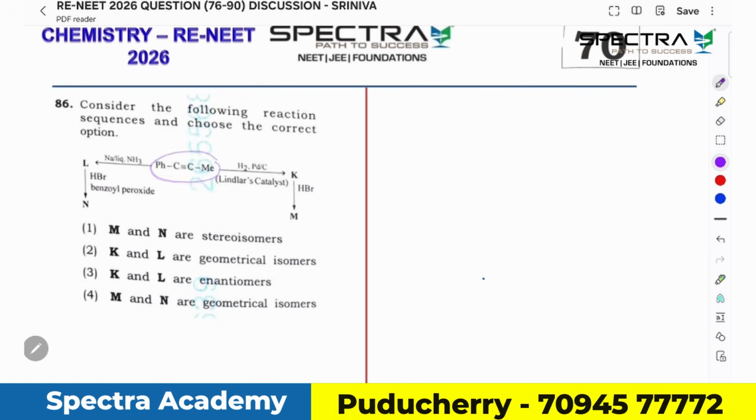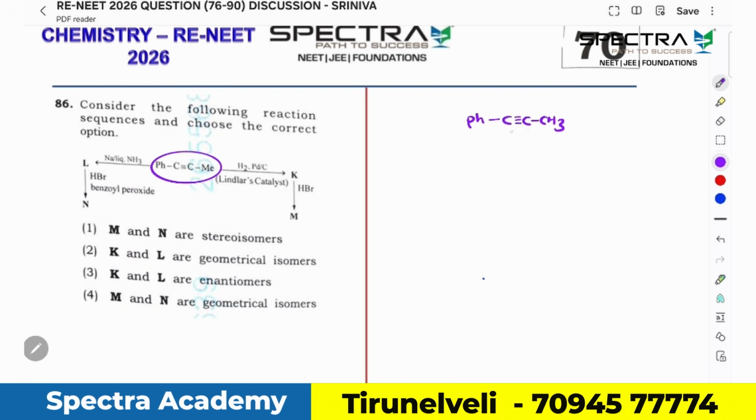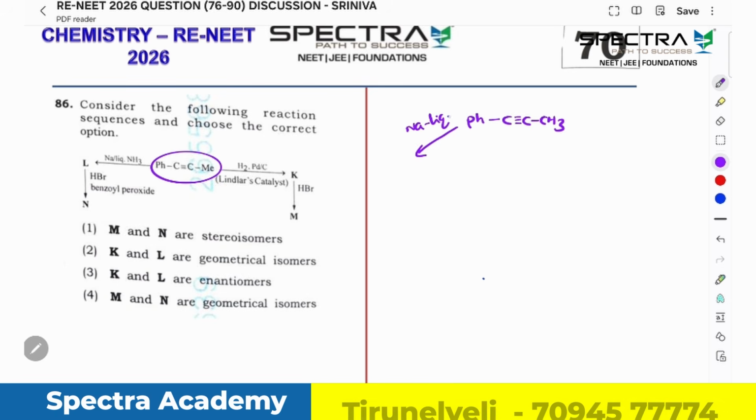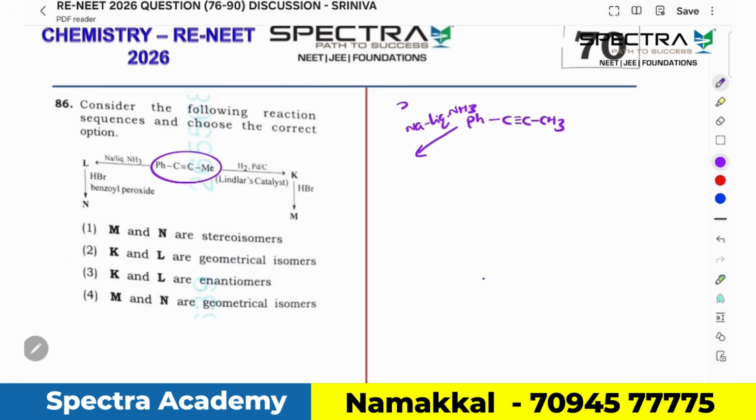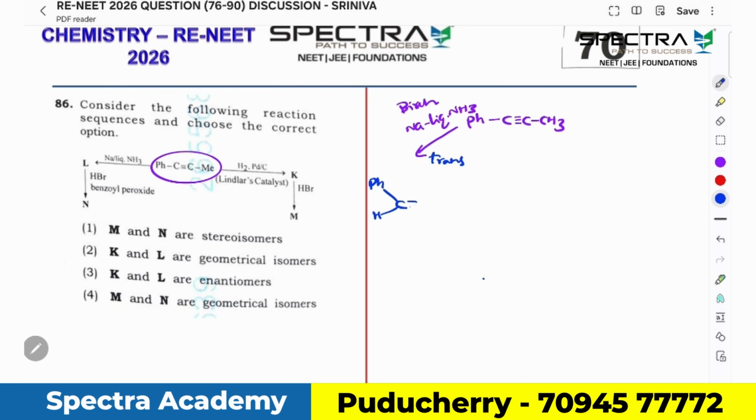Question number 86. They have given the compound Ph-C≡C-CH3. It reacts with sodium in liquid ammonia. Sodium in liquid ammonia is a Birch reduction. So here it undergoes reduction to form the trans alkene, Ph-CH=CH-CH3.